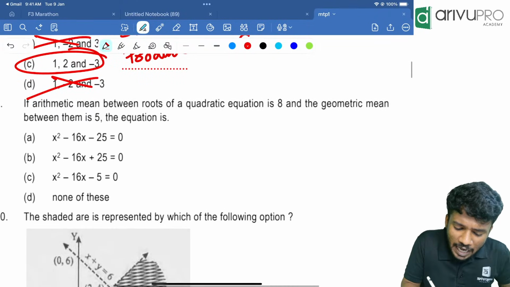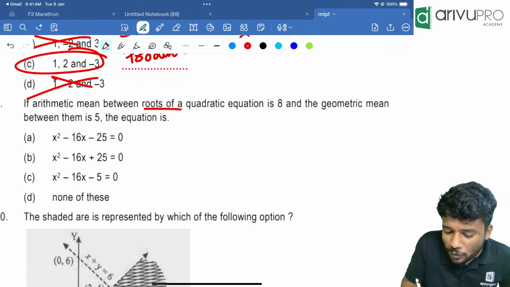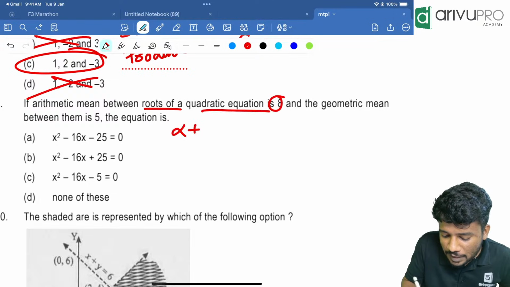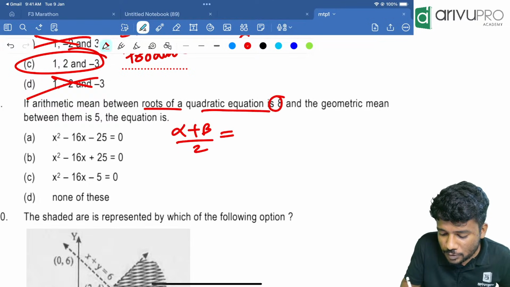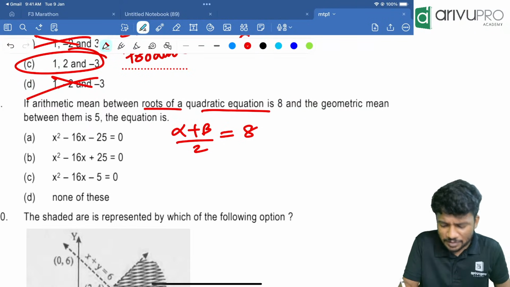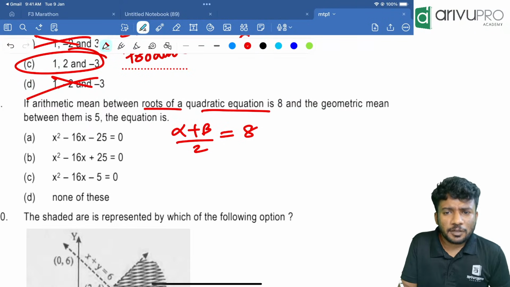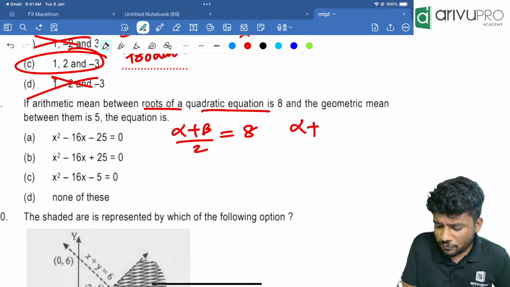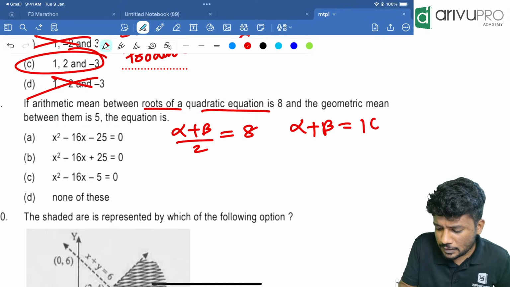Next one. If the arithmetic mean between the roots of a quadratic equation is 8, that means alpha plus beta divided by 2 is how much? The arithmetic mean means 2 roots are there. Alpha plus beta divided by 2 is 8. From there, cross multiplying, alpha plus beta is equal to 16.